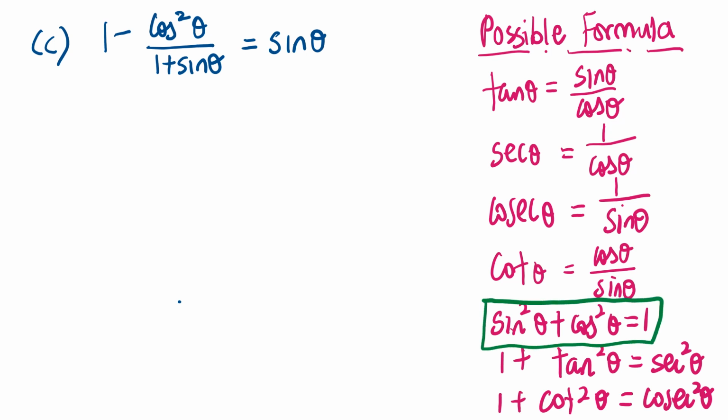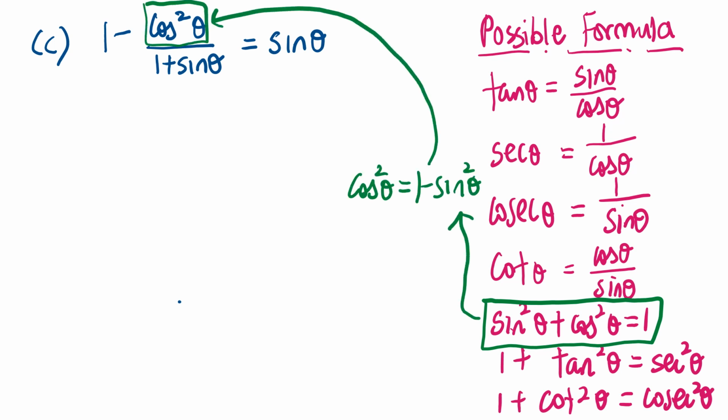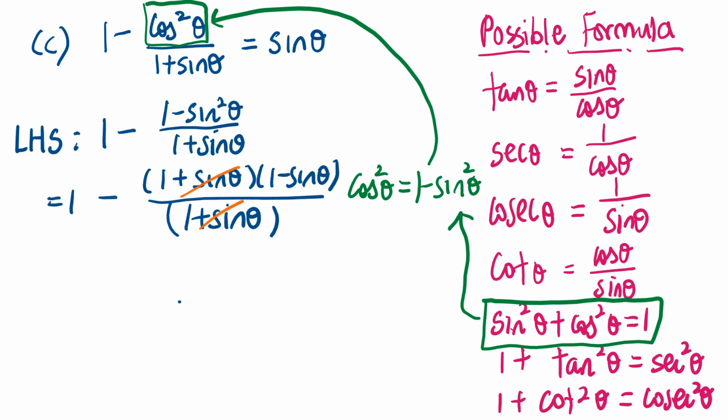From there we can make cosine squared theta the subject, and then you substitute it in. So we prove from the left hand side. Okay, it's a bit tricky here. Your 1 minus sin squared theta is the same as 1 squared minus sin squared theta. That will remind you of your a squared minus b squared, which you can factorize into a plus b times a minus b. So 1 squared minus sin squared theta will be factorized into 1 plus sin theta times 1 minus sin theta.